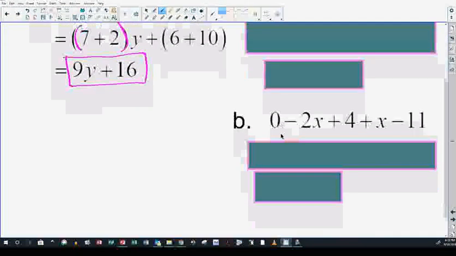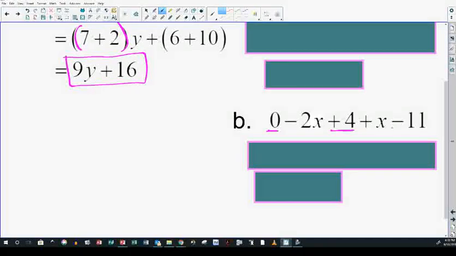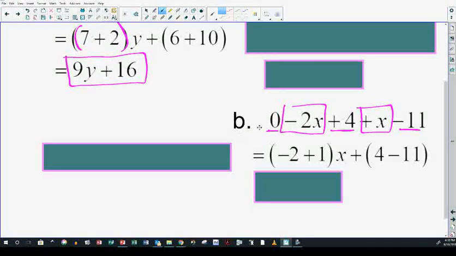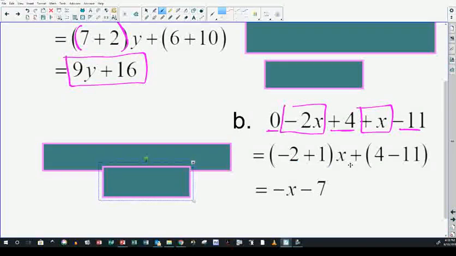Down here, the way I do this, I always think, okay, here's a whole number, here's a whole number, here's a whole number. Those three can go together. And then I've got negative 2x plus x. So if you regrouped everything so that they're together, the negative 2 and the 1 belong with the x, and then your terms. Obviously, the 0 is not going to matter. So negative 2 plus 1 is negative 1, and then 4 minus 11 is negative 7. So remember, this is negative 1x, and you don't need the 1, so your answer is just negative x minus 7.